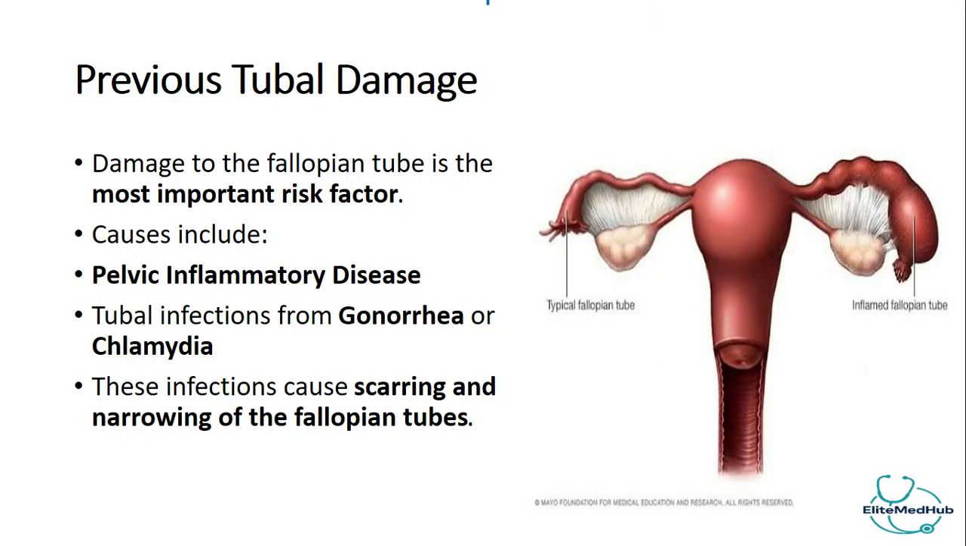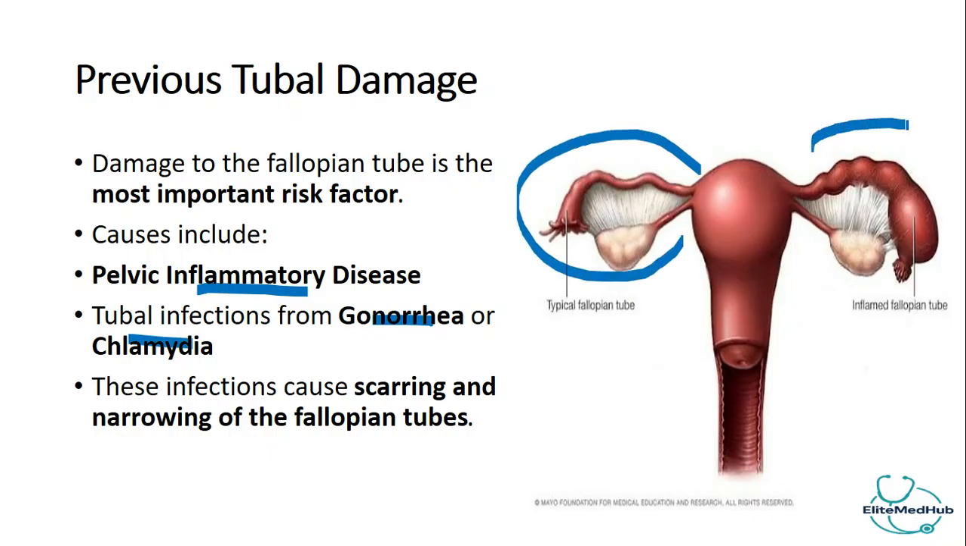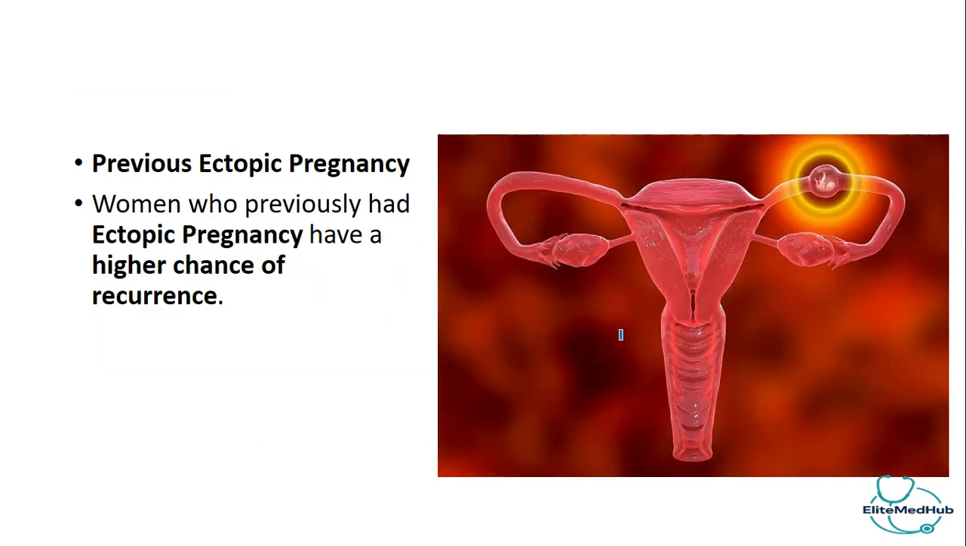Now let's move to the risk factors proper. First is previous tubal damage. Damage to the fallopian tube is the most important risk factor. The causes include pelvic inflammatory disease, tubal infections from gonorrhea or chlamydia. These infections cause scarring and narrowing of the fallopian tube. So you can see a typical fallopian tube here, and you can see an inflamed fallopian tube due to a disease condition or pathology.